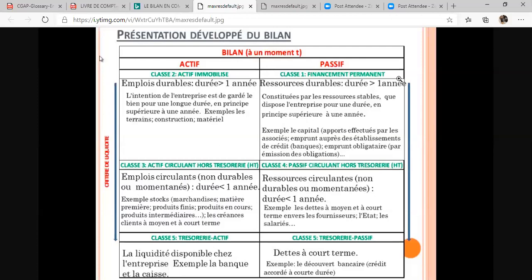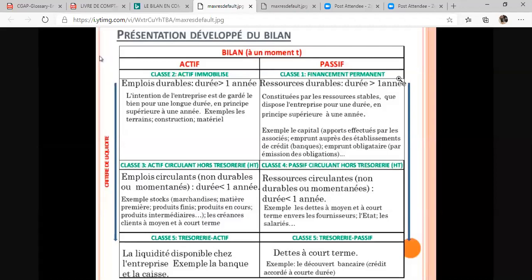Okay, thanks. So capital falls under class 1, financement permanent? Yes, class 1, it's the first one. Okay, cool. So the following class is class 4, which is passif circulant.